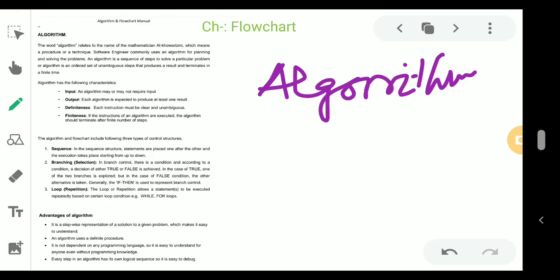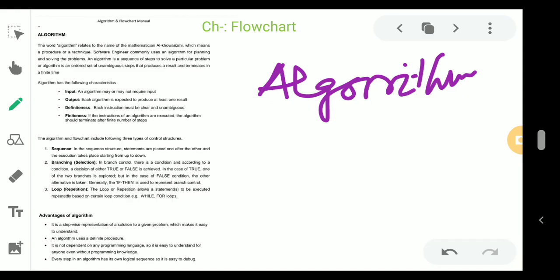So the mathematician coined the word algorithm, which means a procedure or a technique. Okay, actually the word algorithm means the procedure or a technique. So software engineers commonly use an algorithm for planning and solving a problem.